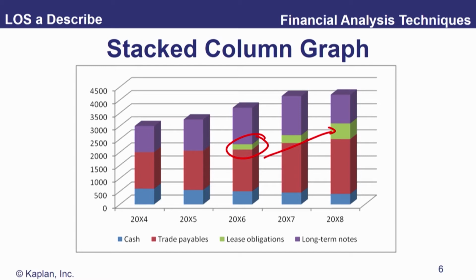So immediately we can see, okay, the company started to enter into leases, and that seems to have increased between 20x6 and 20x8. We can also look at our trade payables, and we can see broadly just by looking at the diagram, oh yeah, they're increasing over time. But when we look at our long-term notes, the purple areas here look like they were slightly increasing between 20x4 and 20x5, a bit more of an increase into 20x6, more of an increase in 20x7, and then suddenly we can see a decrease in 20x8. So very nice to see performance over time.